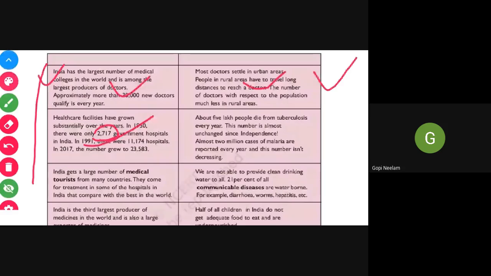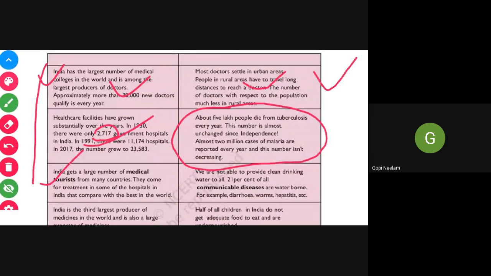But what is the reality here? Though the number of hospitals has been increasing, still lakhs of people die from tuberculosis, TB. We have already discussed it. Many people fall sick because of malaria, millions of people get malaria, and they face a lot of difficulties to survive and recover from it.